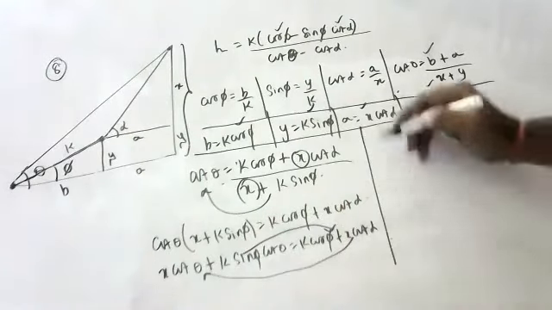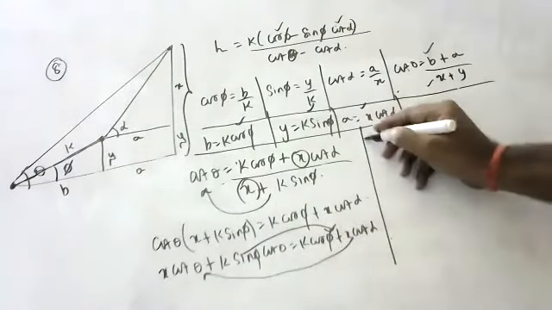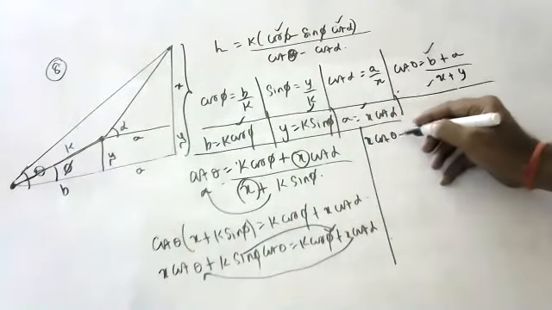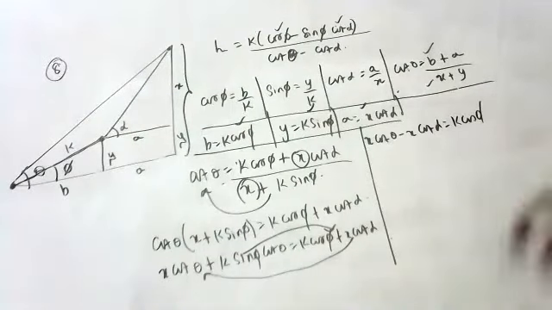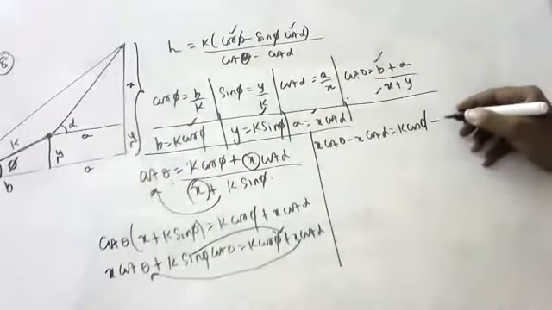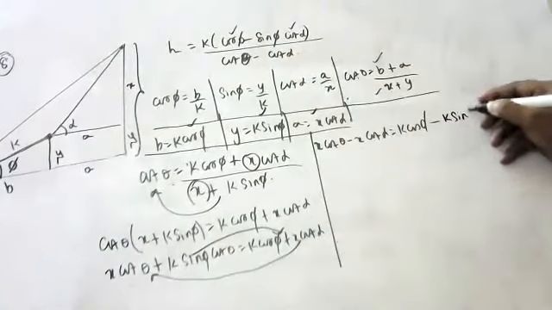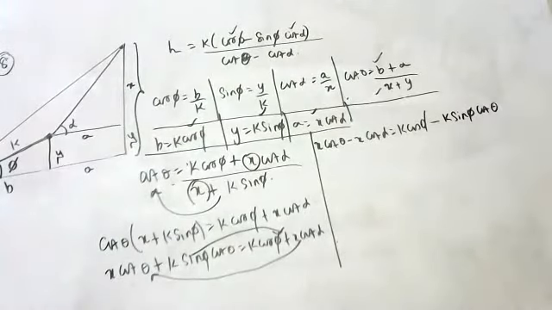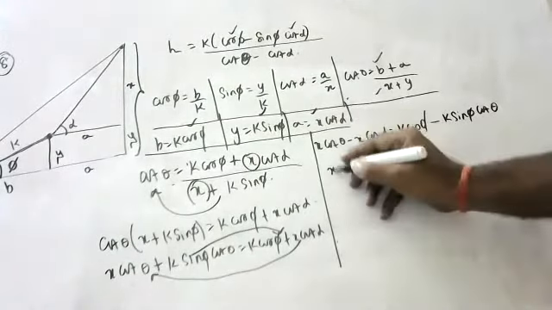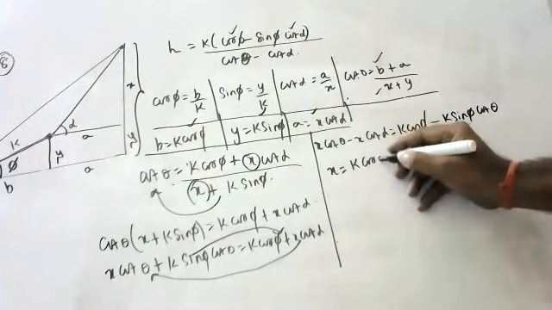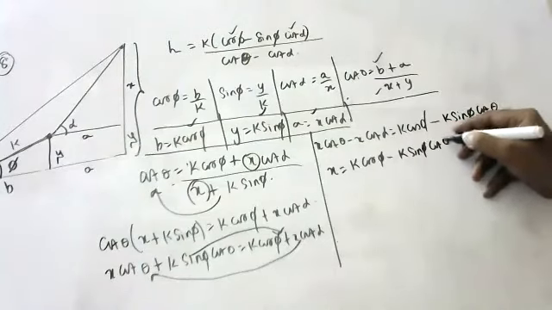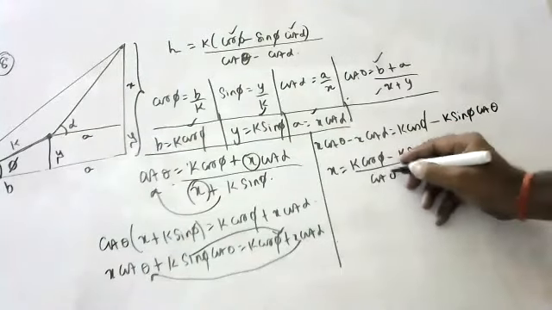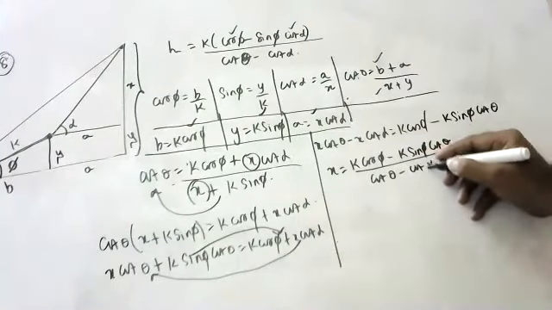If you take it like that, tell me, children, what happens? x cot theta minus x cot alpha is equal to k cos phi minus k sin phi cot theta. Now take x common, children. x common, if you take, x is equal to (k cos phi minus k sin phi cot theta) by (cot theta minus cot alpha). That's it, children.